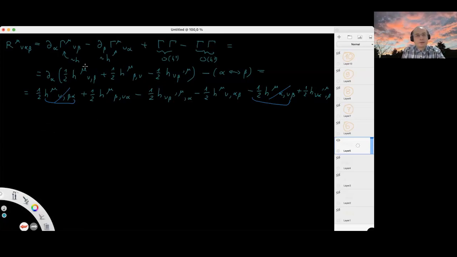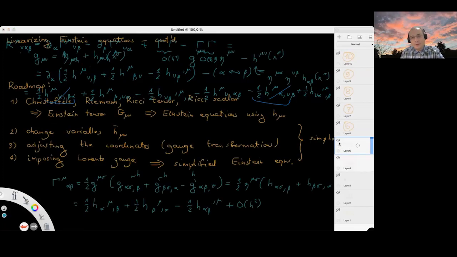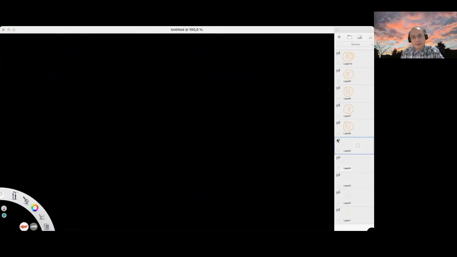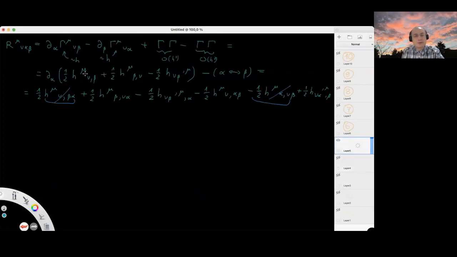Okay, just one remark. On the previous calculation, the position of this raised mu index was on the second position here, but this one is on the first, and that doesn't really matter. h is symmetric in these indices anyway, so you can swap their positions. Okay, so let's summarize this equation.